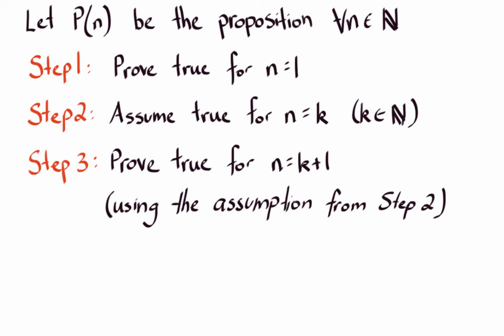When you've completed steps 1, 2, and 3, then it's convention to finish off with a conclusion. And while it's up to you what to write in your conclusion, you're basically saying that by the process of mathematical induction, the proposition or the statement is true for all integers greater than or equal to 1, or wherever you start at. Okay, let's get into our first example, which is dealing with sums or series.